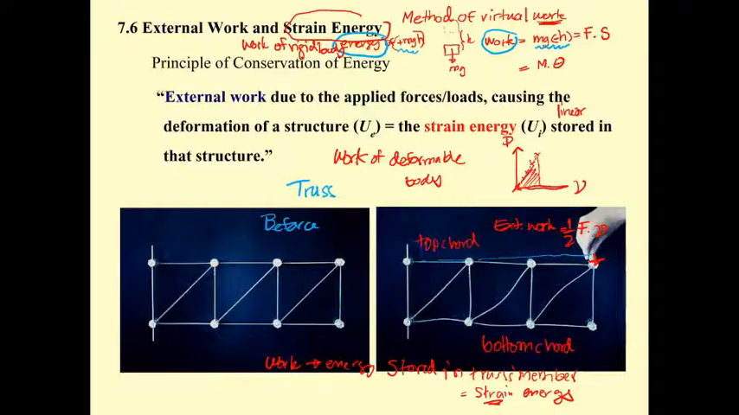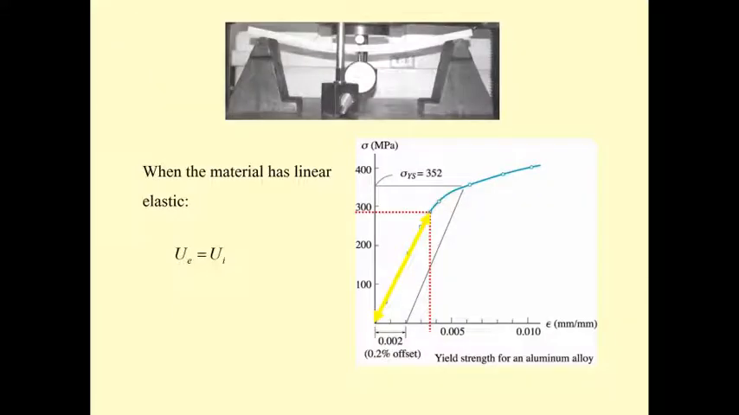For example, when we have the truss in equilibrium, and then you push the truss by a force of F, and it's still in equilibrium. Okay, you got the external work, and the external work is going to make the truss deform like this, and the deformation is going to store energy in the form of strain energy, in which the external work is going to be equal to the strain energy. And if the relationship of the material is linear, the U sub E will equal U sub I.